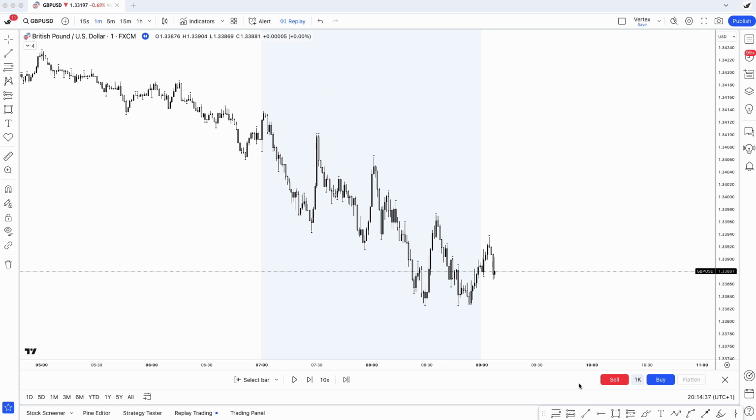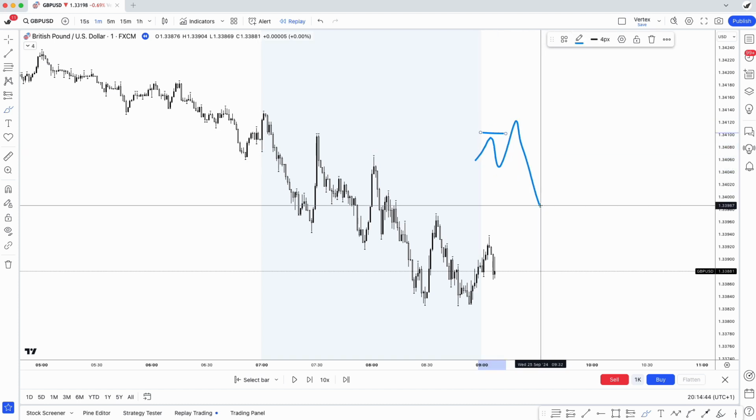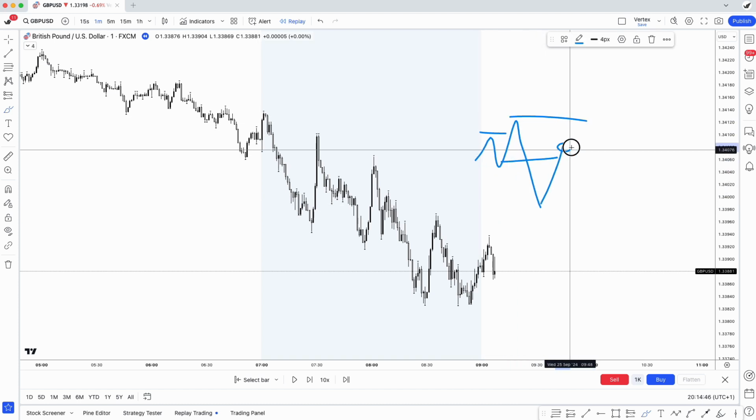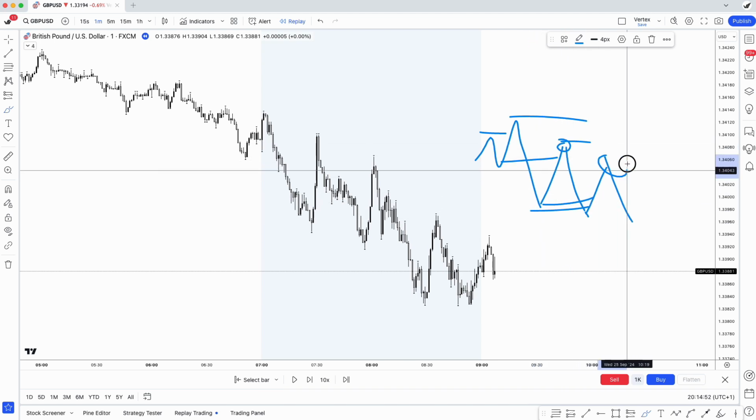Now just to highlight what we're looking for. Now I don't want to keep drawing so you're aware, but we're looking for a breaker structure, mitigation of the range, and then we're looking for another break and a mitigation for this range here.